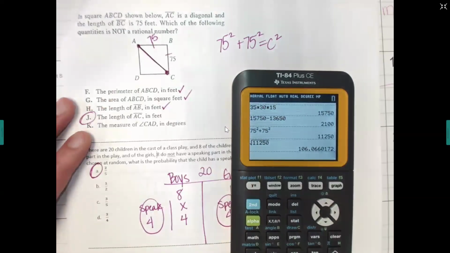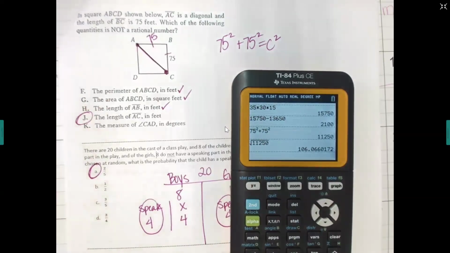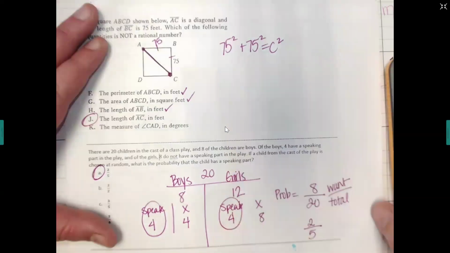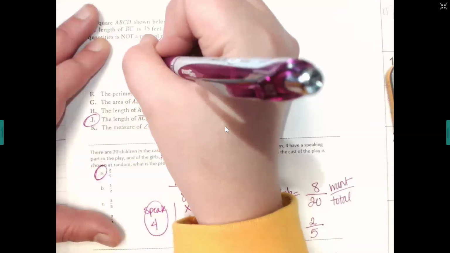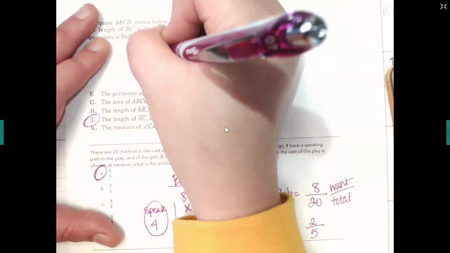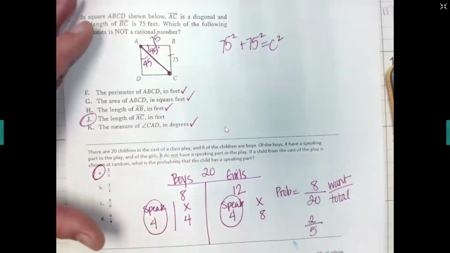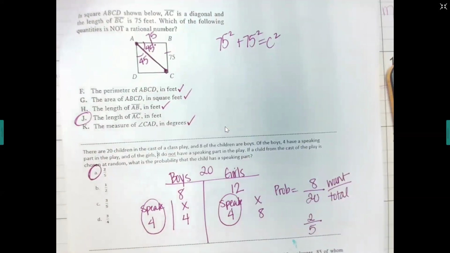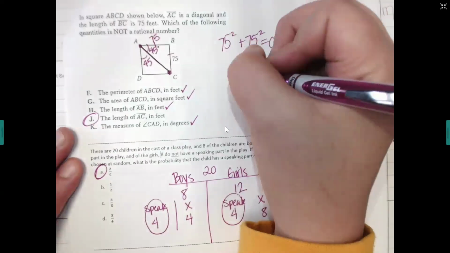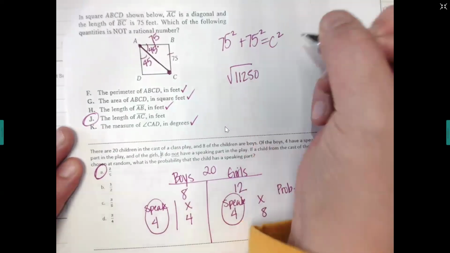Now, for your K, let's just talk about it real quick. Okay, if this is a square, then what that means is that all four of these angles are 90. And when you cut it in half, what would each of these be? 45. Okay, so that would also be rational. So this one is square root 1125.